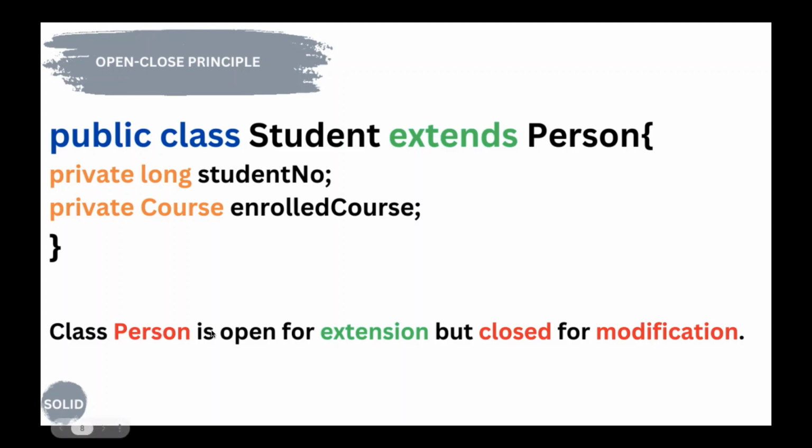So class person is open for extension, as we are extending person to a student, but it's closed for modification. So that's what we mean by open close. You can extend the base class to new types of features that you want. A student will have its own behavior, a professor will have its own behavior, a teacher something like that. And that's how the open close principle is handled there.